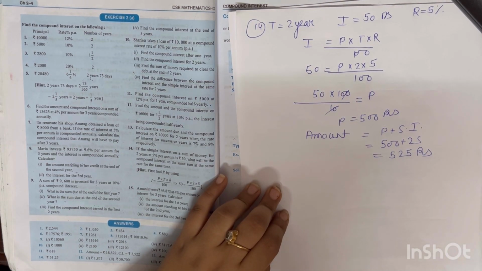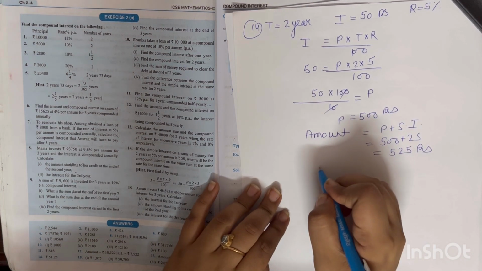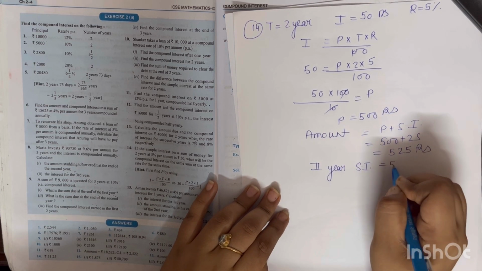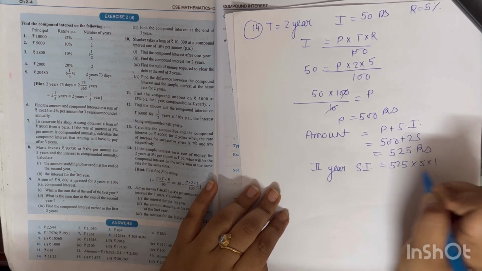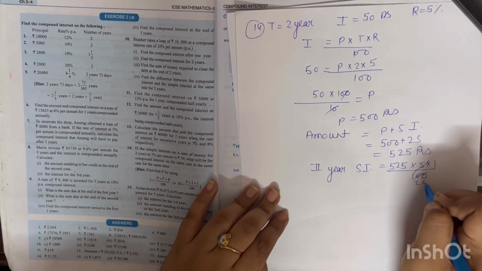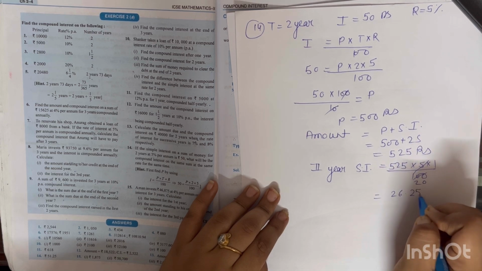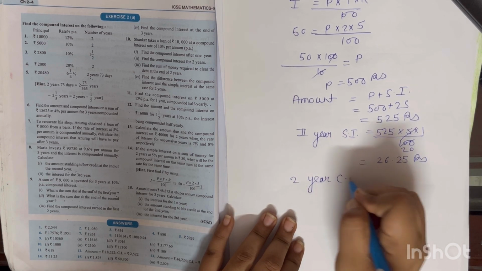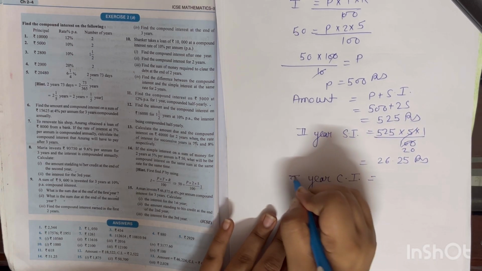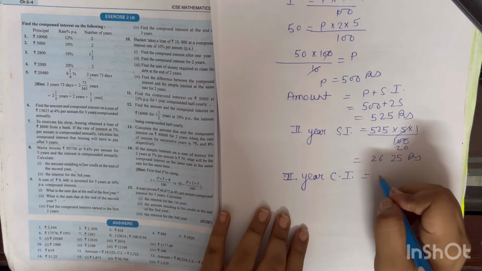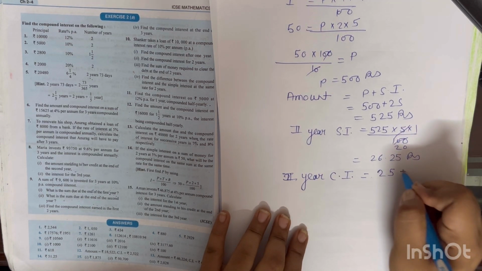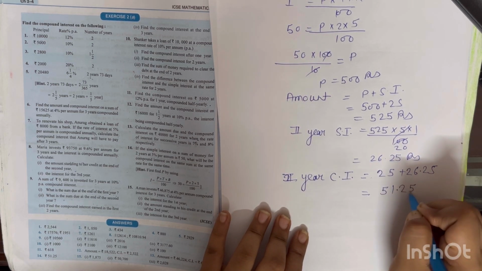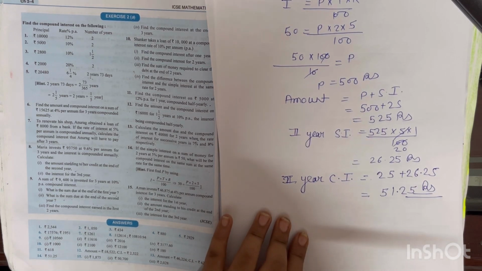So second year simple interest will be P into R into T by 100. It will be 26.25 rupees. So second year compound interest will be 25 plus 26.25. It will be 51.25 rupees. Answer.